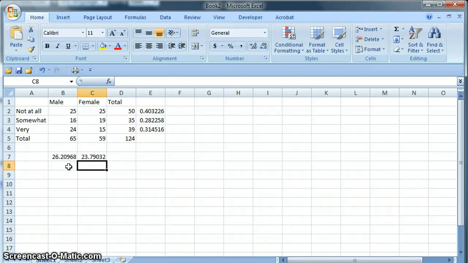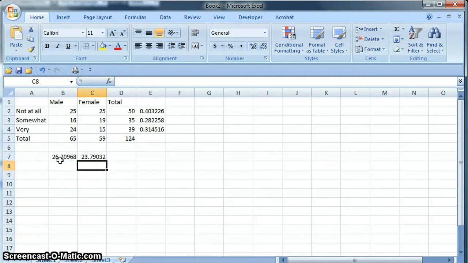So what we're saying is, if there were no difference between males and females, we would expect to see 26.2 men say not at all. In fact, 25 said it. We would expect to see 23.8 females say not at all, but in fact 25 said it. Again, the chi-square test will tell us if that is statistically significant or not.